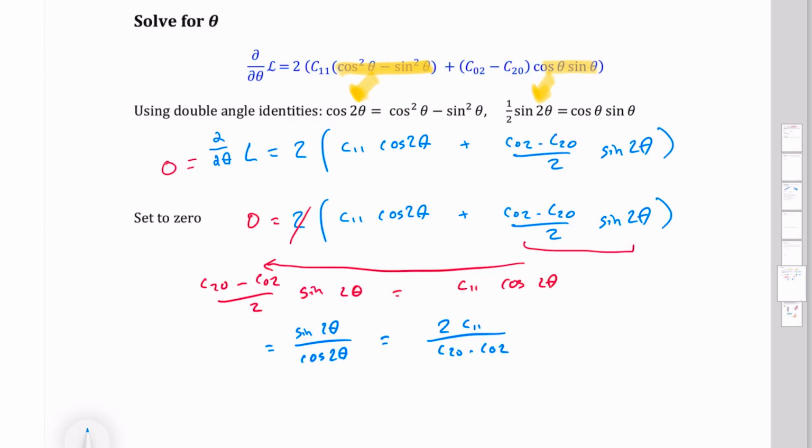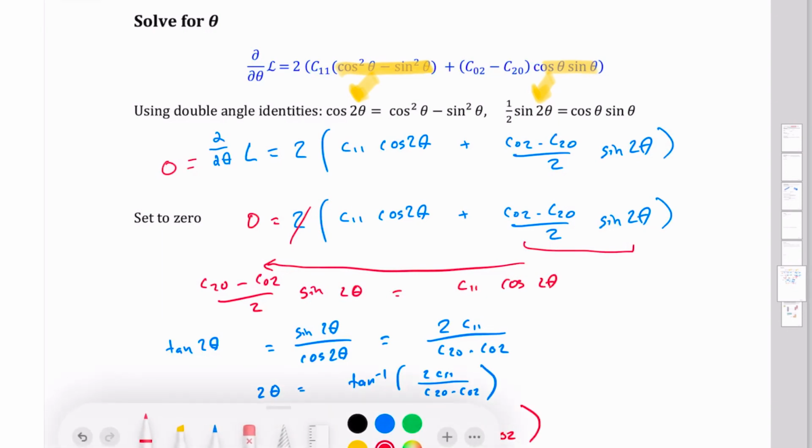Now this, if I got sine over cosine, that is equal to the tangent of 2 theta. And so I could say that 2 theta is equal to tan inverse of 2C11 divided by C20 minus C02. Of course, that means that theta is equal to 1/2 of tan inverse of 2C11 divided by C20 minus C02. And since all these terms are moments here, these are all things that I can calculate directly from the pixel image. I do have one problem.